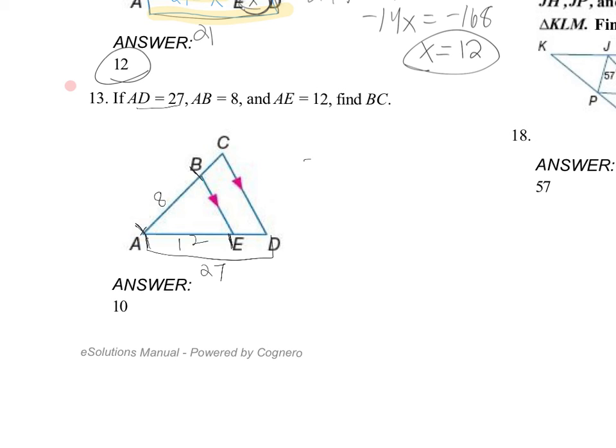Okay, so the proportion that I could set up is to look at what I have over here, which is this 12 to the 27. And then over here to say this is to 8, and this whole part then would be 8 plus some unknown amount, so that is going to be 8 plus x. And so now that we've got our proportion set up, we're going to cross multiply.